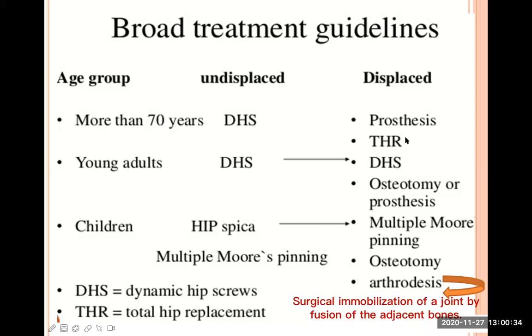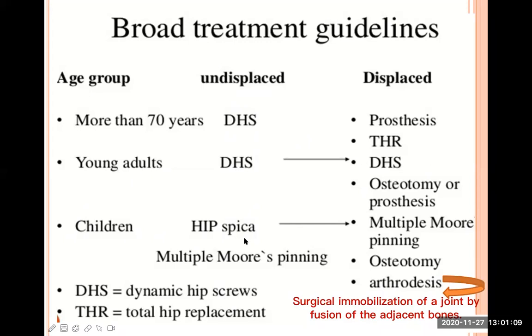Anything can be done. In young adults, if there is an undisplaced fracture, you treat by dynamic hip screw, a straightforward case. In case of a displaced fracture, we can also go for dynamic hip screw after proper reduction. Another way is osteotomy or prosthesis. This is just the alternative. Osteotomy is cutting a bone and manipulating it.